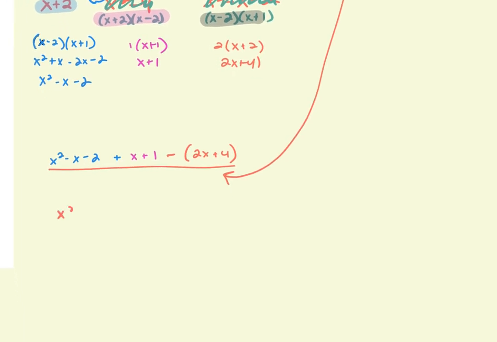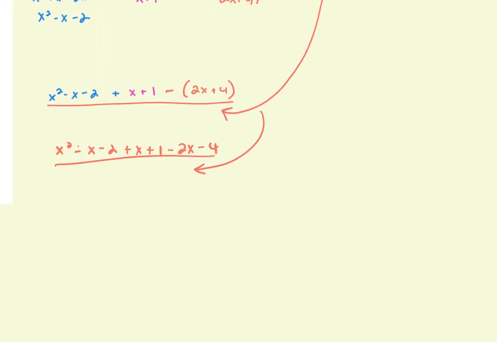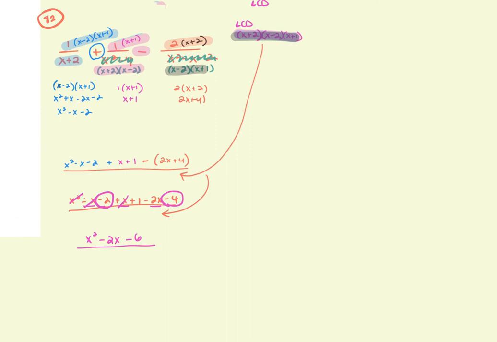Now I'm going to distribute the negative sign. And then it's all going to go over the denominator, and then I'm going to combine my like terms. So x squared is the only squared. I've got negative x plus x, those cancel out, minus 2x, which means this would be negative 2x. And then I've got negative 2 and negative 4, which is negative 6. And all of that goes over my whole least common denominator, which is x plus 2, x minus 2, and x plus 1.